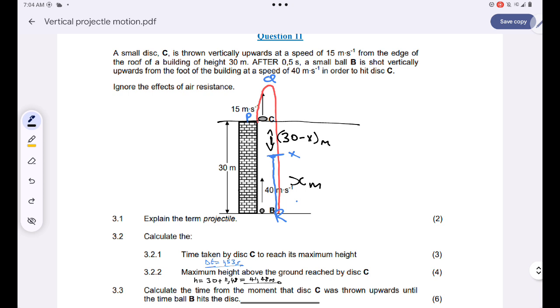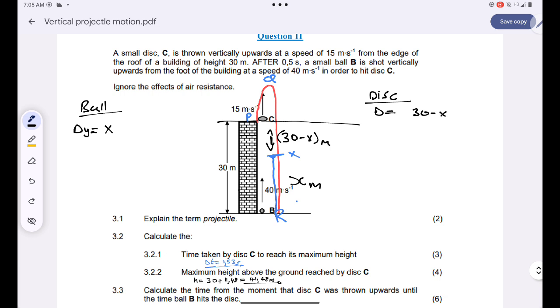Are you together? So basically all I'm saying is that whenever I focus on the ball, ne? The displacement traveled by the ball before it hits the disc, that's x. Are we together? And whenever I focus on the disc, the displacement traveled, that's 30 minus x.